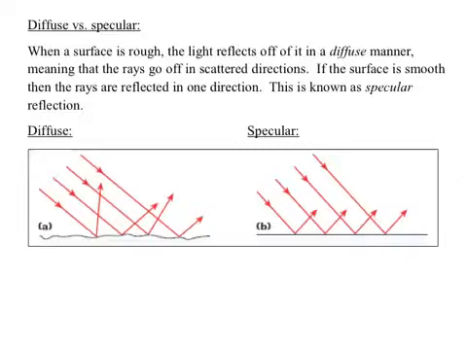Diffuse reflection is when a surface is rough and it comes off at random angles. Notice that these are going off in scattered directions. So the light rays come in parallel, and then they come off at different angles. Whereas specular surfaces are smooth surfaces that are reflected in one direction or in the same direction. So these come in parallel, and these all go off parallel as well. For specular, think of a mirror. For diffuse, think of concrete, and how light does reflect off concrete, but it comes off at different angles. It's a rough surface.